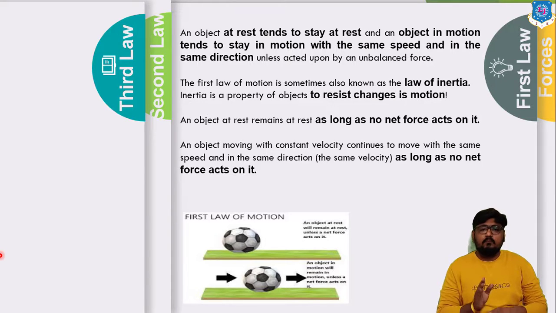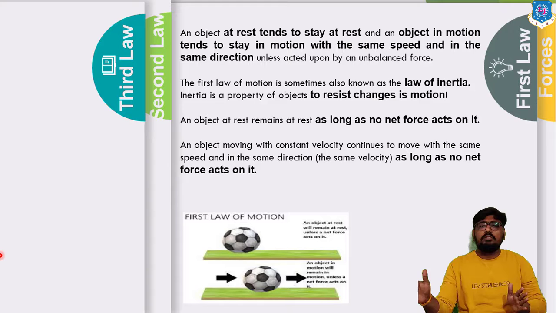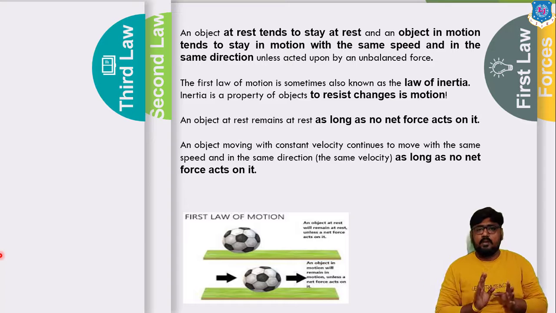So what is the meaning of that? If there is some object in a stationary or steady position, it will stay forever in that position unless and until some external force is applied on it. If an object is in motion, it will continue its motion forever unless and until an external force is applied on it. That is the meaning of it. So the first law of motion is sometimes known as the law of inertia.